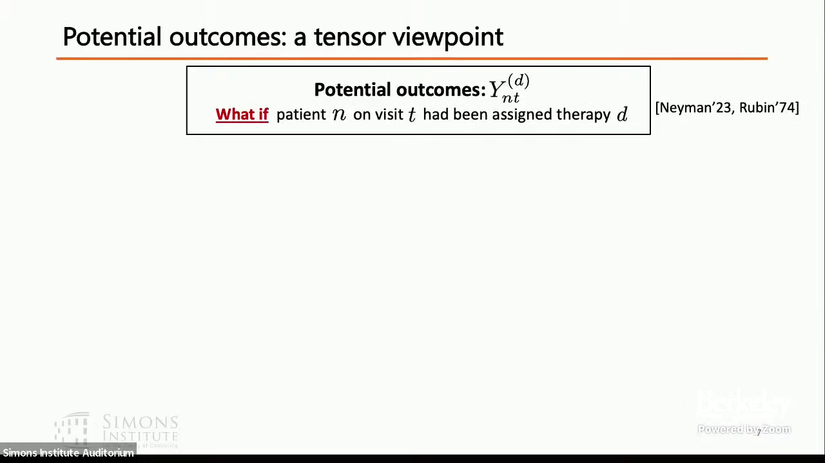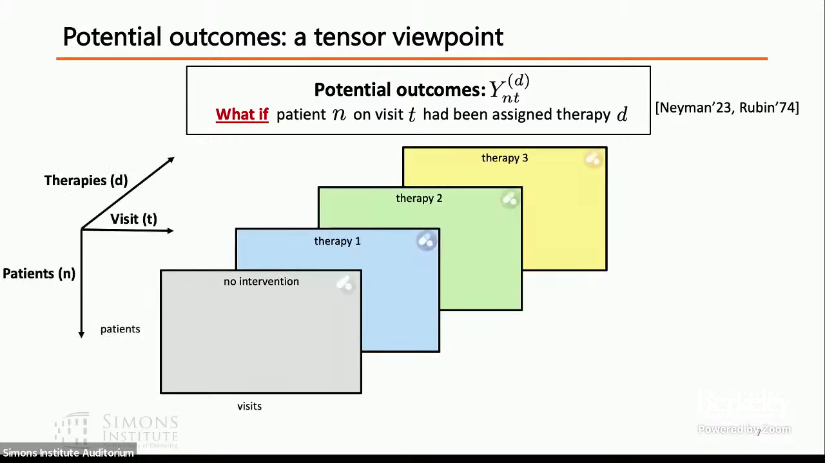So the key object of study in causal inference is potential outcomes. In our setting, potential outcomes will be indexed by N, T, and D. So Y_{n,t,d} refers to what if patient n on visit t had been assigned therapy d. One way of thinking about this, at least visually, is through a tensor. Rows here correspond to different patients. Columns correspond to different visits. And the third axis corresponds to different therapies.